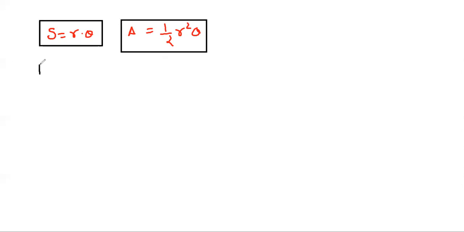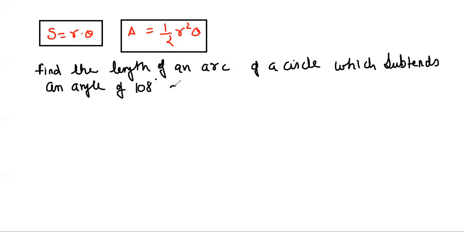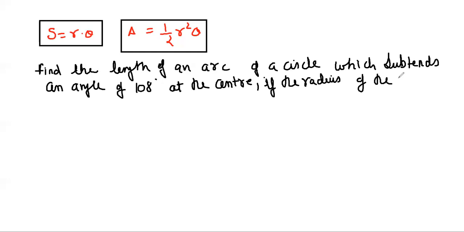So I'm writing down here: find the length of an arc of a circle which subtends an angle of 108 degree at the center if the radius of the circle is 15 centimeter. So beta, please focus on whatever data is given to us.